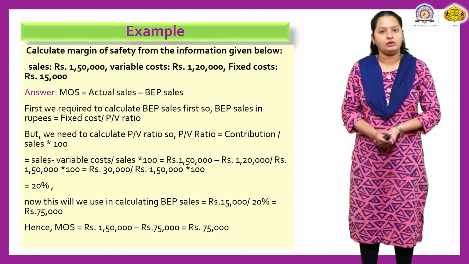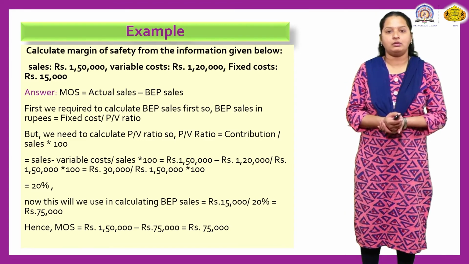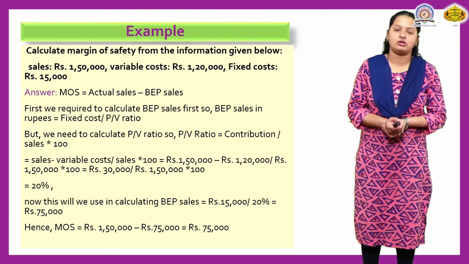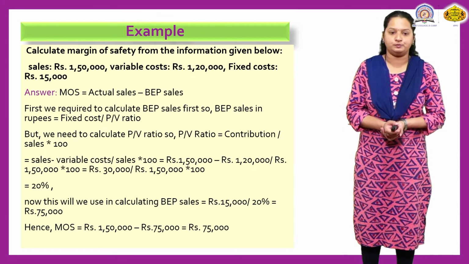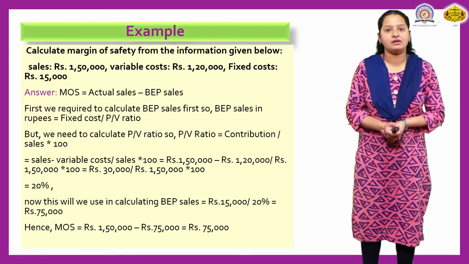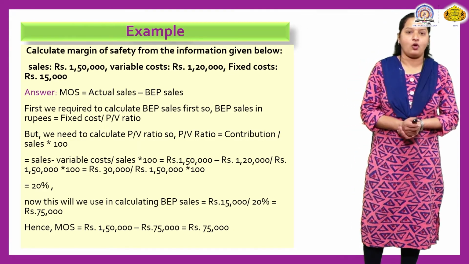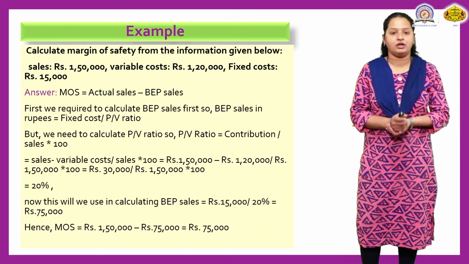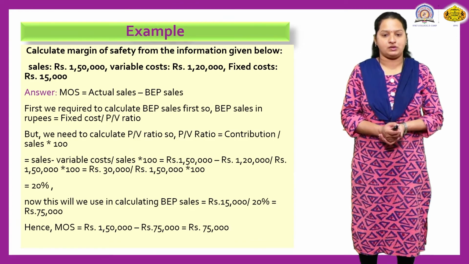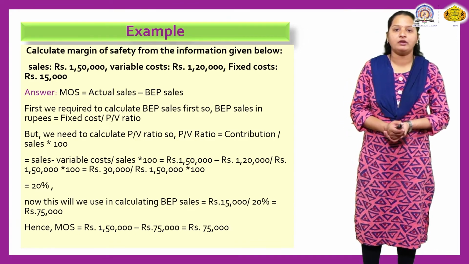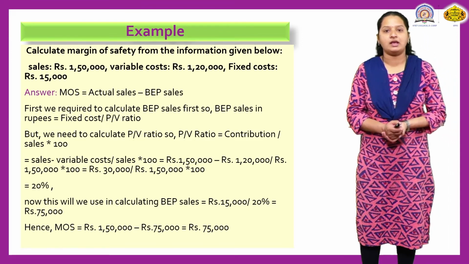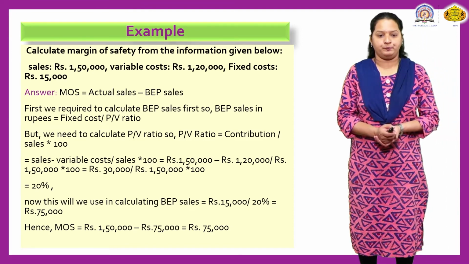What is the formula? We have just learned the BEP sales in rupees, which is fixed cost upon PV ratio. Now, for calculating BEP sales we have the fixed cost but we don't have the PV ratio. So, we need to calculate PV ratio first. How to calculate PV ratio? It can be calculated as contribution upon sales into 100.